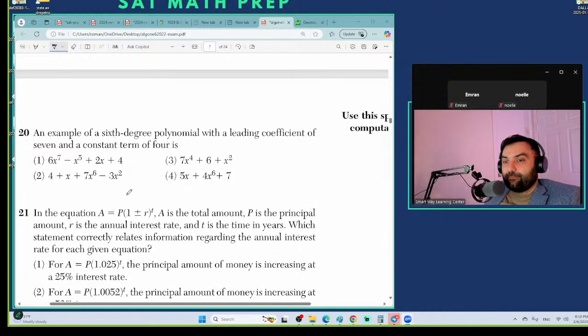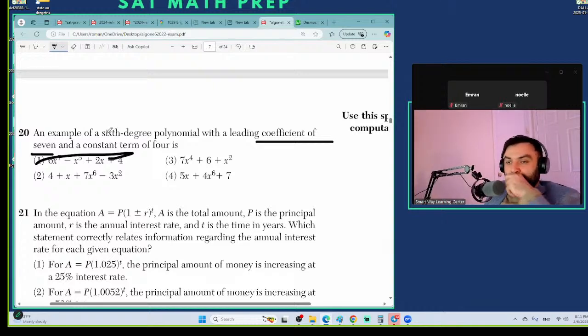Number 20. An example of a 6th-degree polynomial with a leading coefficient of 7 and a constant term of 4. The leading coefficient of 7. So the biggest power has to be with a 7. The biggest power here is with a 6. No. The biggest power is 4 here with a 7. That's a possibility. And the biggest power of x to the 6 with 7 is also a possibility.